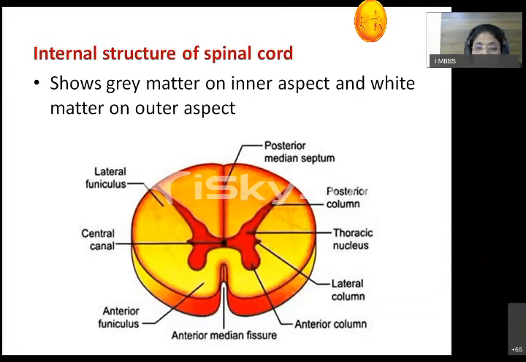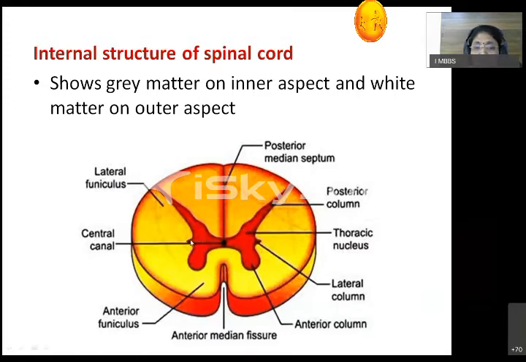And you must be knowing what the conus medullaris is. The conus medullaris is the lower conical end of the spinal cord, which is present at the level of the lower border of the L1 vertebra. So the central canal ends below at the conus medullaris, where there is the terminal ventricle.